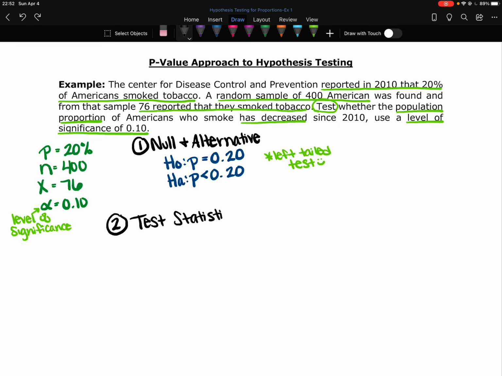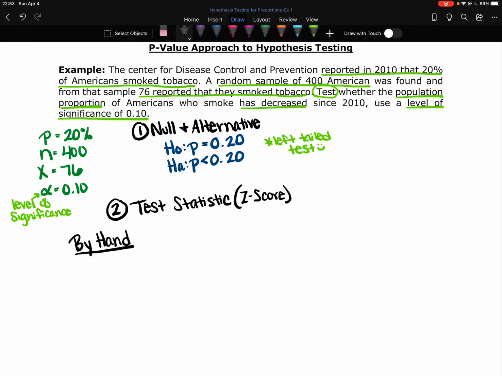Oopsies, I'm spelling statistic wrong. That's embarrassing. Statistic. So your test statistic is your z-score. As a reminder, if we're going to do this by hand, which we are going to do, and then I'm going to show you how to use Excel to do this.